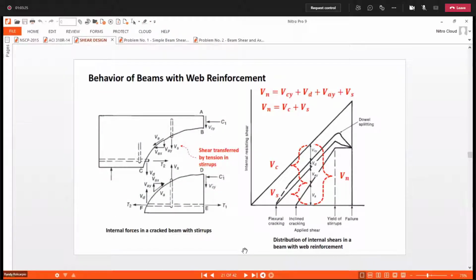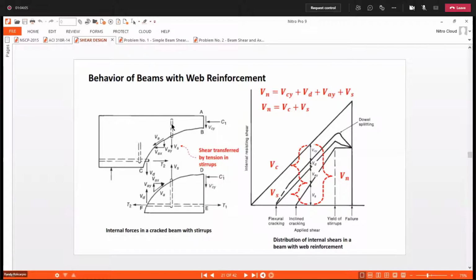Now, how about if we put in a shear reinforcement? The internal forces mentioned earlier are the shear forces, the internal forces that develop in our beam when it cracks, if it has a diagonal crack.